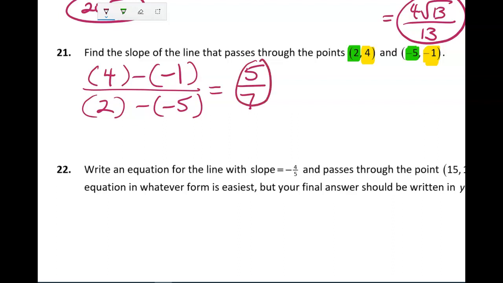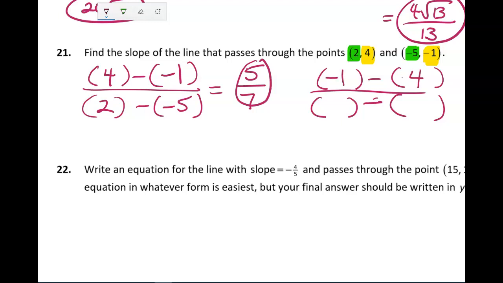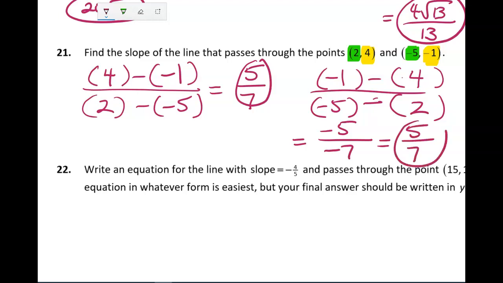So we get 5/7. I want you to notice what would have happened if we did this backwards. We did the same slope template, but we did the subtraction in the other order, -1 minus 4 and -5 minus 2. Well, that would have given us -5 on the top and -7 on the bottom, and a negative divided by a negative is a positive, so the result is exactly the same. We just have to be consistent in the way that we subtract on the top and the bottom.